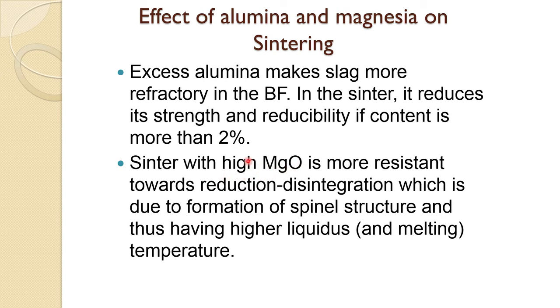However, the magnesium content is more resistant toward the reduction disintegration. So it's good to have this, which is due to formation of spinel structure and thus having a higher liquidus and melting temperature. This also makes your cohesive zone narrower, which is what you want. The liquidus temperature should become higher, so melting should occur at high temperature, which is a good requirement in the blast furnace, and that is what the magnesium helps with.